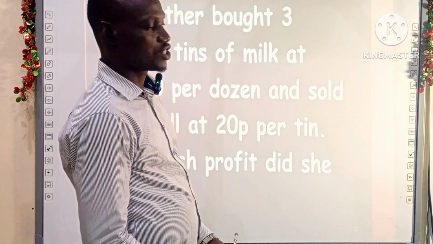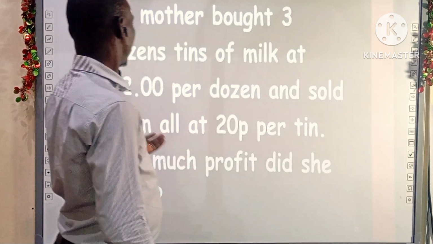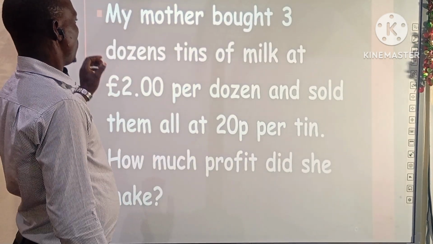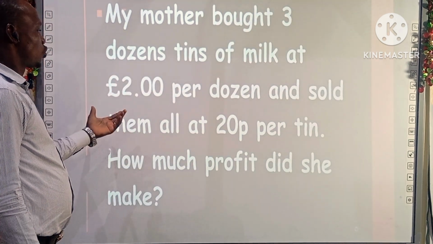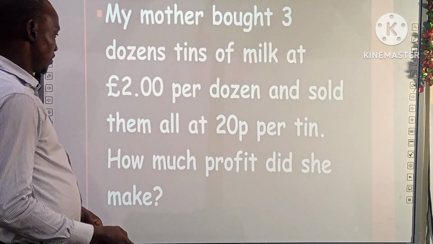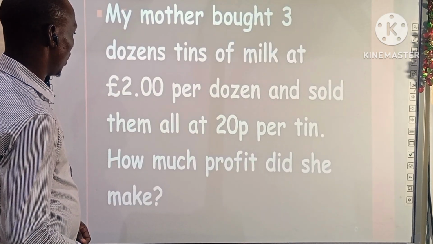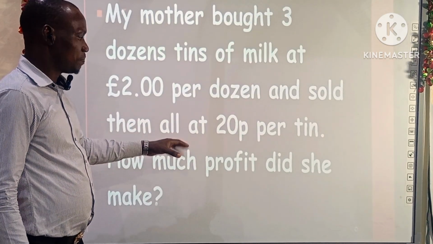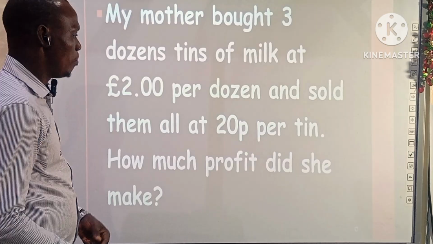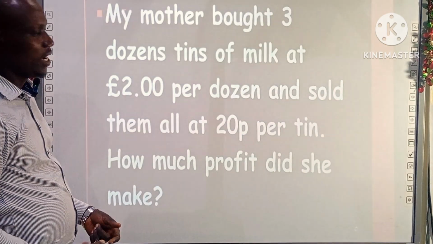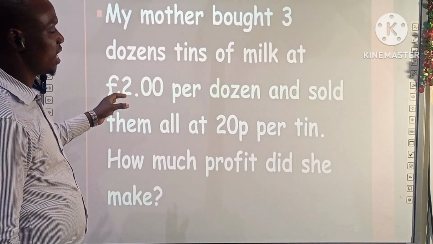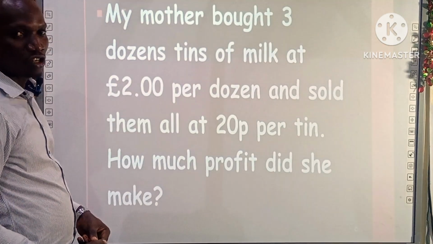Let's look at our first question for today. My mother bought 3 dozen tin of milk at £2 per dozen and sold them all at 20 pence per tin. How much profit did she make? In this case, we are asked to look for profit.